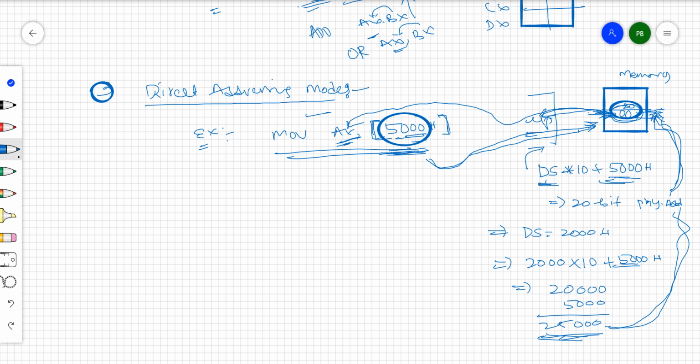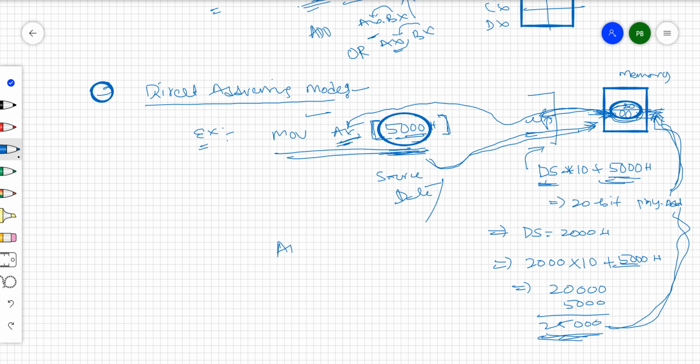Now, how is the source data accessed? This is the way it's accessing. For the source data, the processor is not using immediately available source data, nor is it accessing any internal register to get the source data to move to the destination.